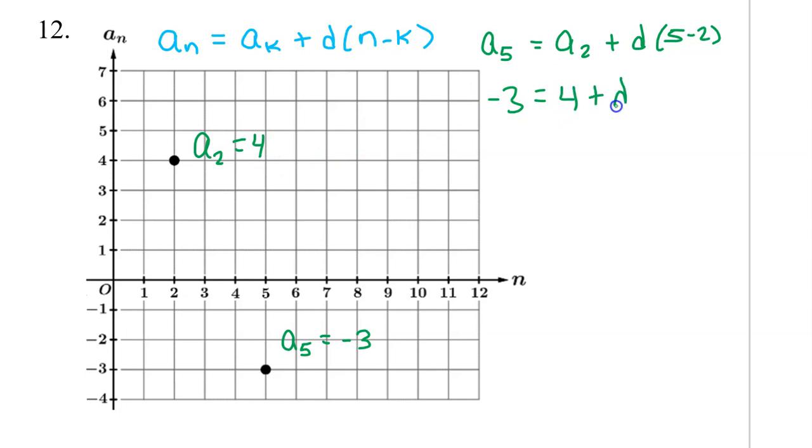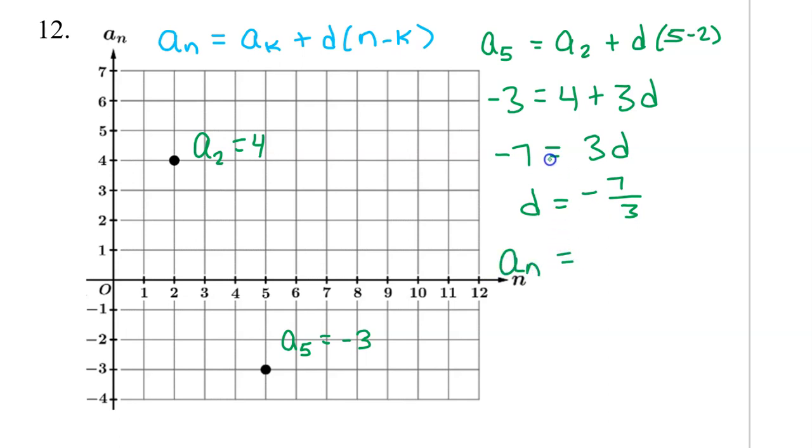We don't know the common difference yet. However, 5 minus 2 is 3. I'm going to go ahead and put that in the front. Subtracting 4 from both sides gives us -7 is equal to 3d. Dividing both sides by 3, we find that d is -7/3.